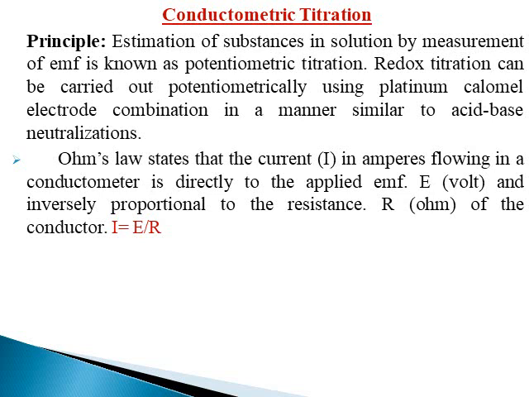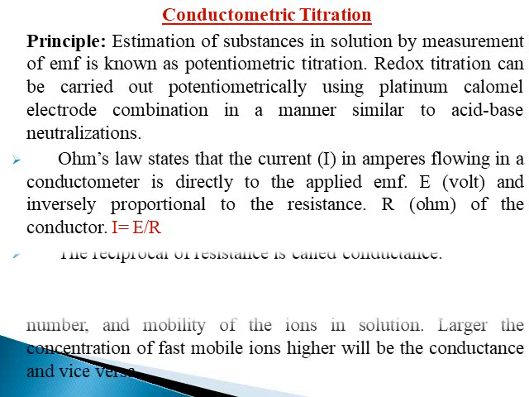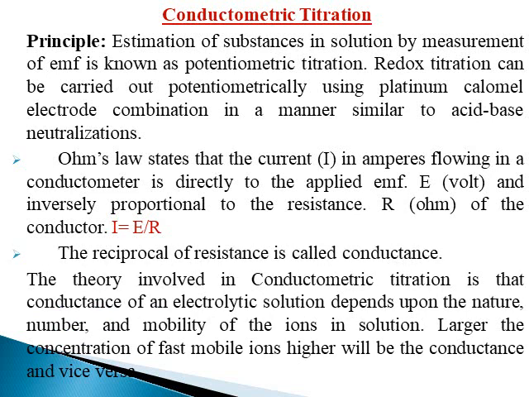Now, when you look at Ohm's law, the current I in amperes flowing in a conductometer is directly proportional to the applied EMF, that is volts, and inversely proportional to the resistance in ohms. So I is equal to E by R. The reciprocal of this resistance, that is 1 by R, is called conductance, and is expressed in Siemens per meter or mhos.